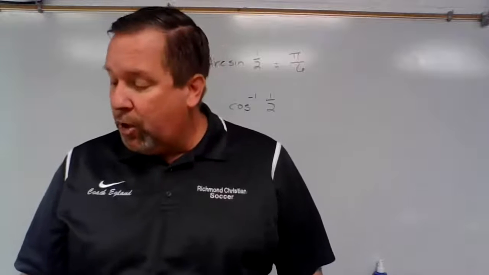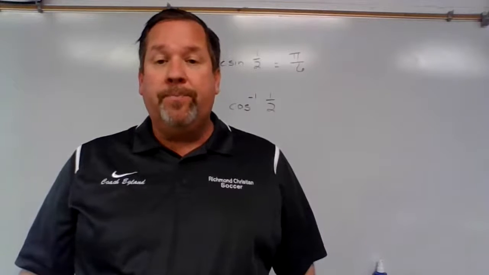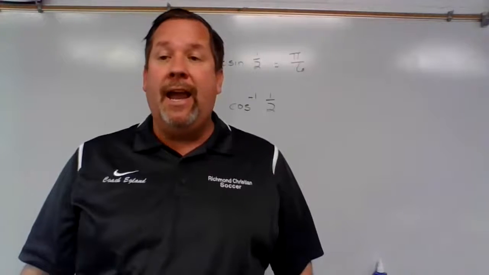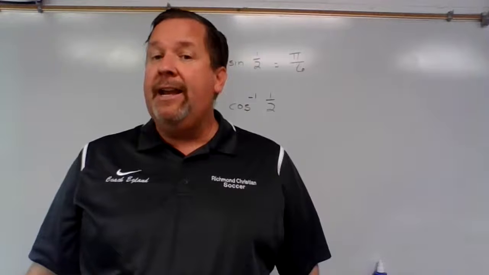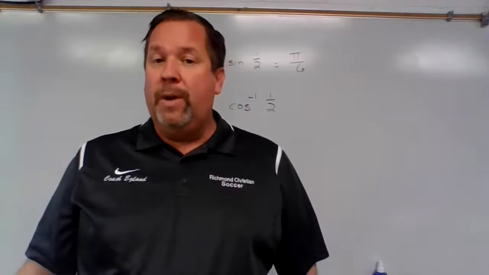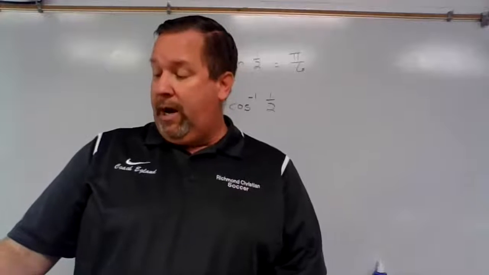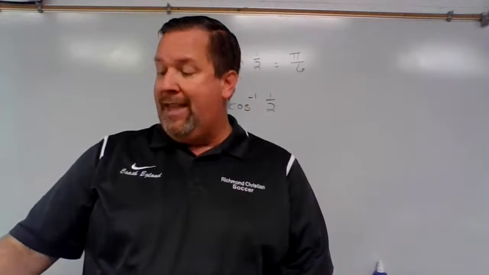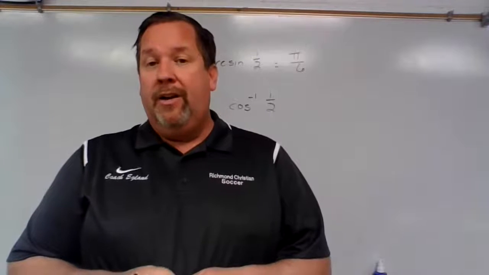Instead of me telling you pi over 4, what's the sine of that? And you would look at your wheel and you would say, it's root 2 over 2. This time I would say, what's the angle that has a sine of root 2 over 2? What's the angle whose sine is root 2 over 2? And you look for where the sine is root 2 over 2, and you say the answer, the angle, is pi over 4.